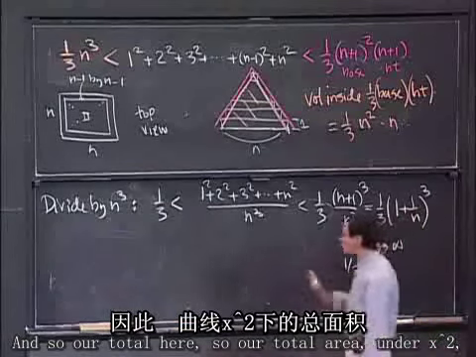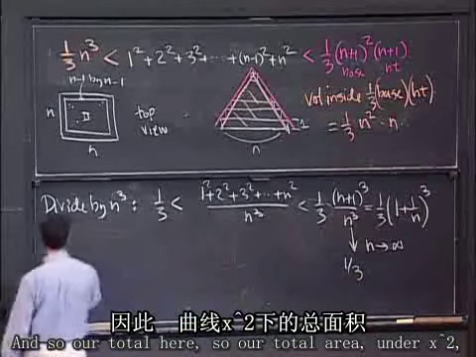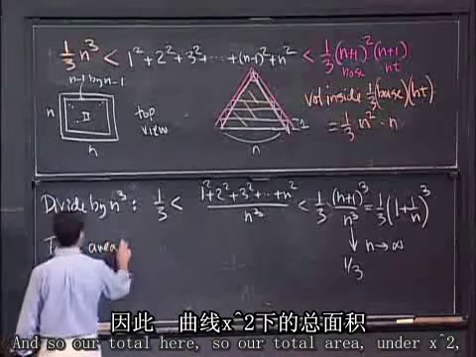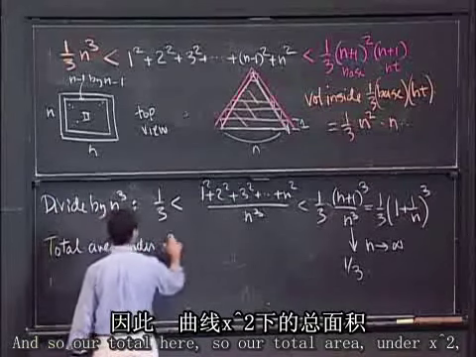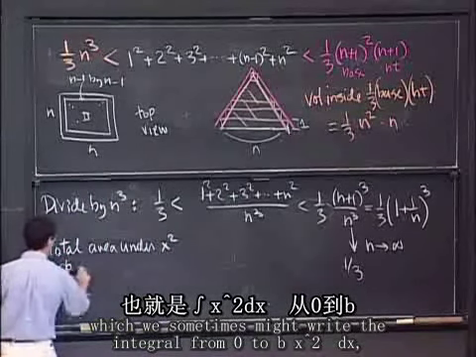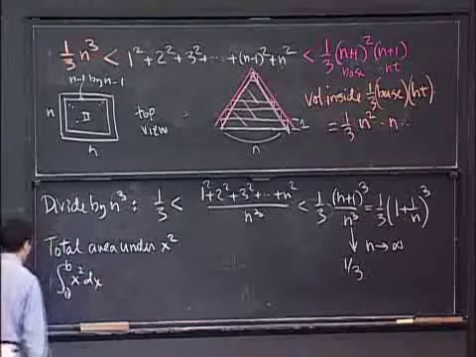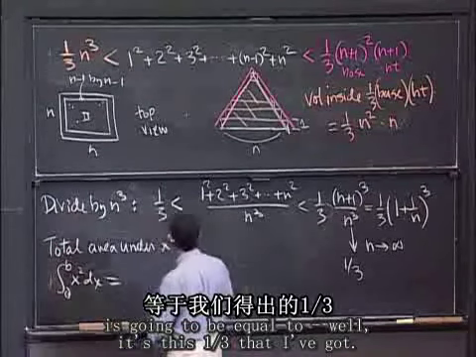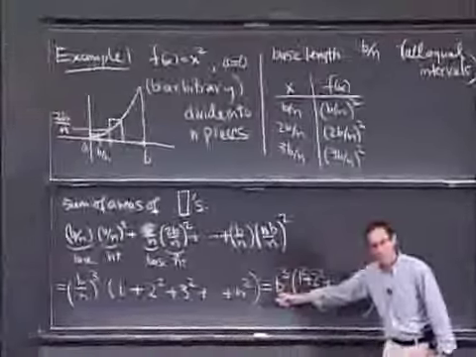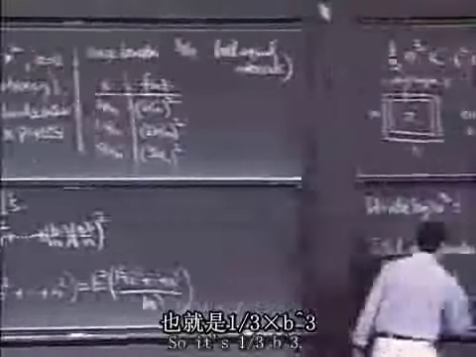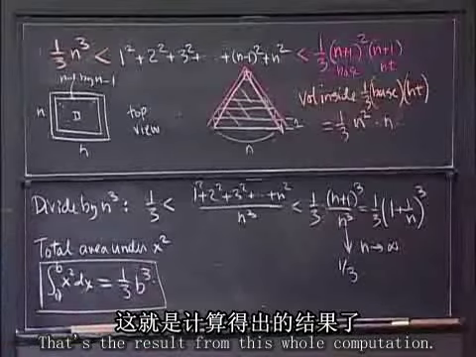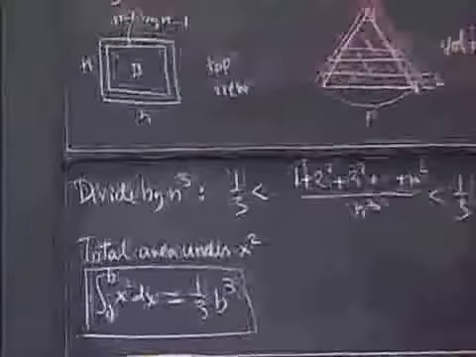And so our whole total area under x squared, which we sometimes might write as the integral from 0 to b of x squared dx, is going to be equal to, well, it's this 1/3 that I've got, but then there was also a b cubed there. So there's this extra b cubed here. So it's a third b cubed. That's the result from this whole computation. Yes, question?